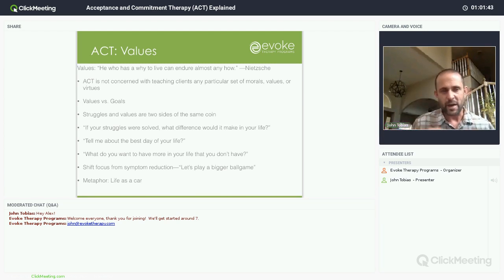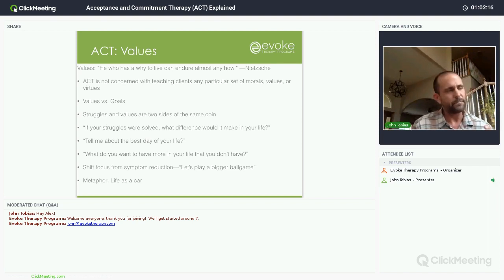And I say their values very intentionally. I really emphasize the importance of their values being theirs, not necessarily mom and dad's, or not necessarily what they think I think they should do. They need to be freely chosen and freely identified. And oftentimes, there's going to be a significant overlap with mom and dad's. But if they're going to be meaningful and powerful, they have to be freely chosen by the client.